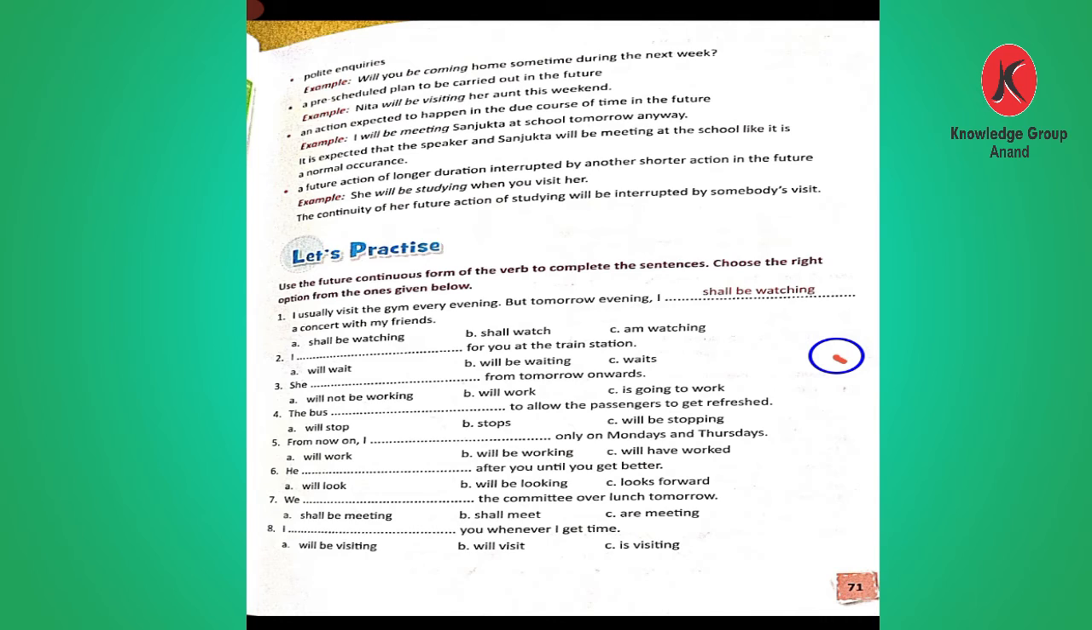From now on, I dash only on Mondays and Thursdays. From now on, I will be working only on Mondays and Thursdays. He dash after you until you get better. So will be looking, or looks after. So he will be looking after you until you get better. We dash the committee over lunch tomorrow. So we shall be meeting the committee over lunch tomorrow. I dash you whenever I get time. I will be visiting you whenever I get time.